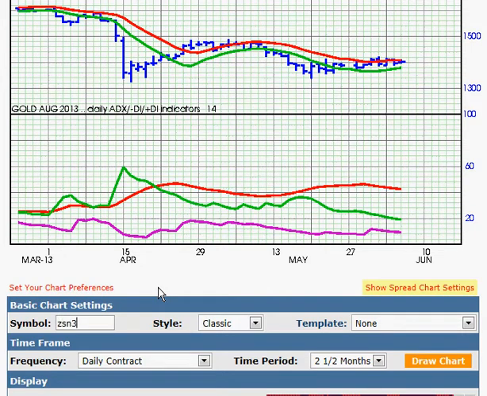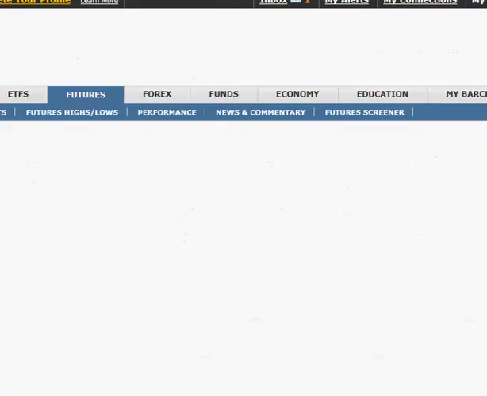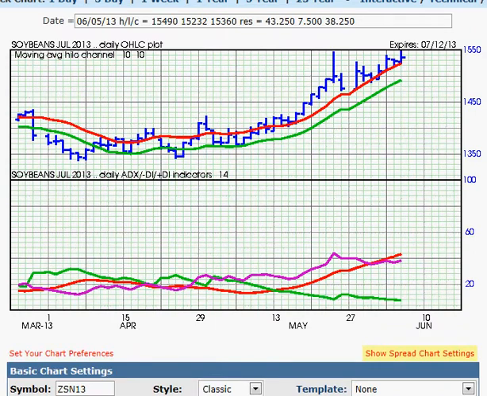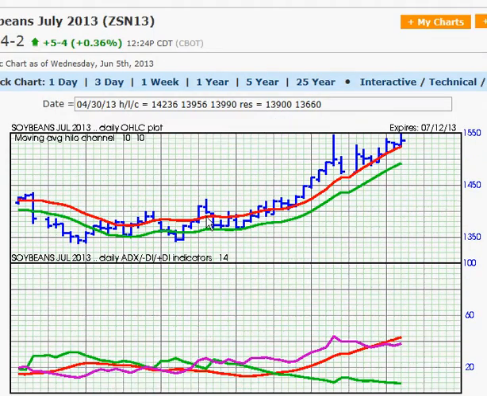And okay, beans. Here's a good example of my stop and reverse system, and what happened in beans here. Okay, we were short mini beans. I went short right in here. We went short because I thought it was going to maybe break this low and head lower. Okay, it didn't do it.